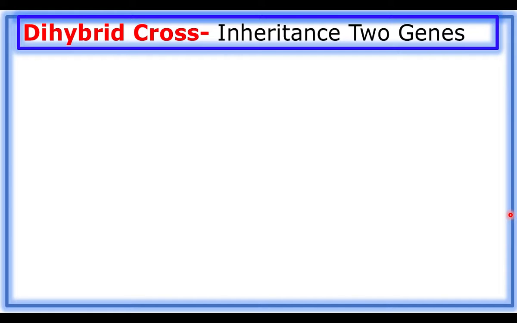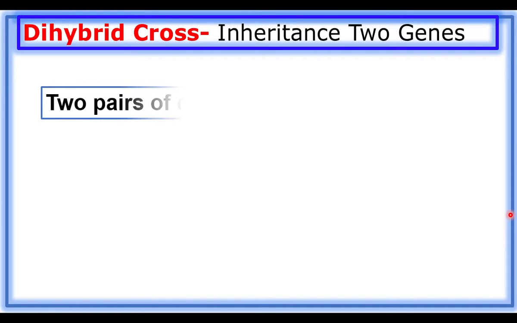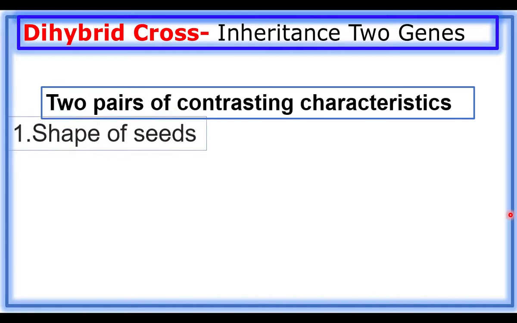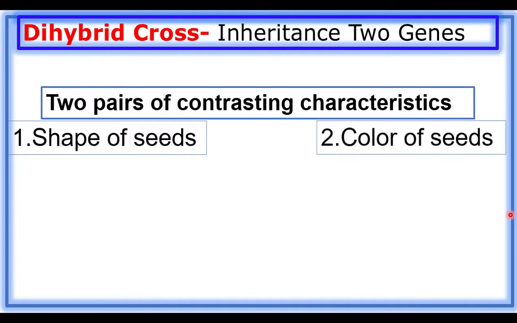Mendel conducted the monohybrid cross first, and only then did he conduct the dihybrid cross experiment. We also have to learn the monohybrid cross very well, and only then can we easily understand the dihybrid cross. Two pairs of contrasting characters are studied in a dihybrid cross. How the two pairs of characters pass from one generation to another is studied. He selected shape of seeds and color of seeds for his dihybrid cross experiment. There were two different shapes and colors.